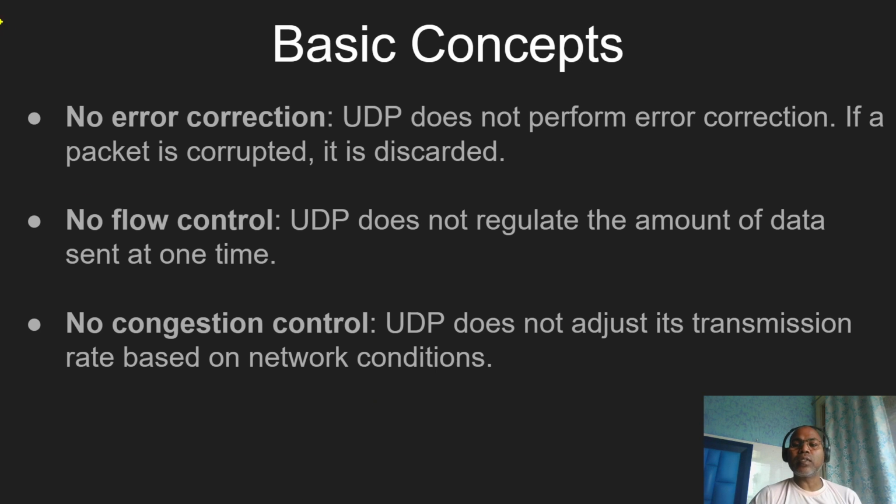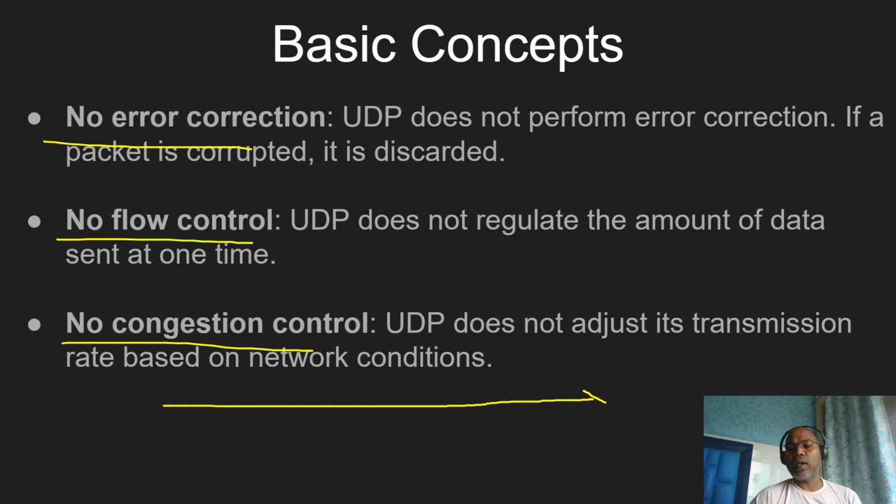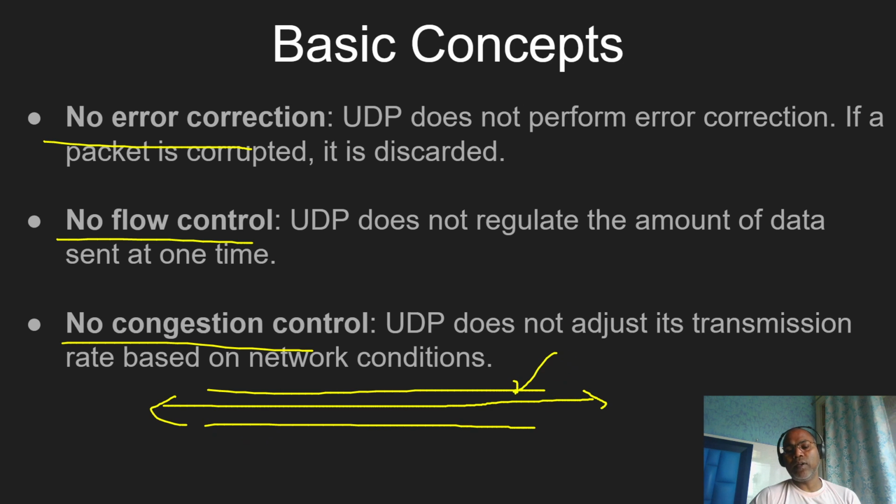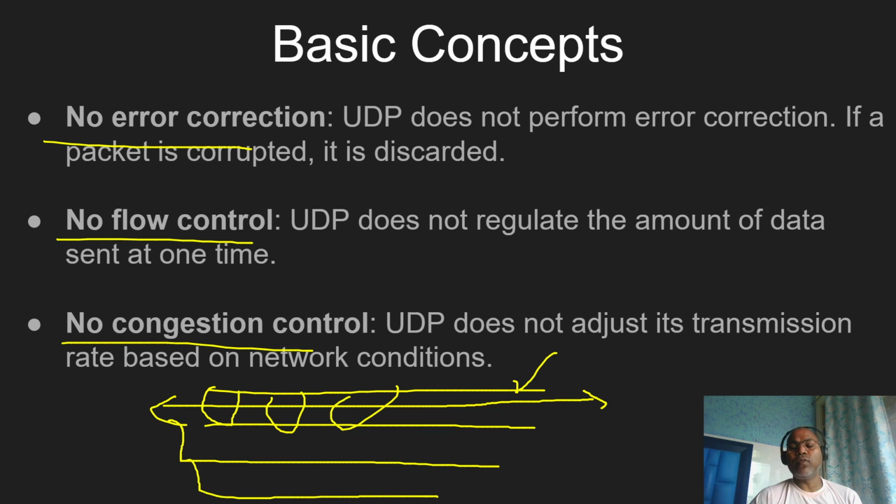Similarly, as we discussed, there is no error checking, no flow control, and no congestion control. Congestion control is not required here because they do not make any pre-established connections. In UDP, each data packet can follow a different route or path. If one route is very congested, the new data packet can follow a different route.